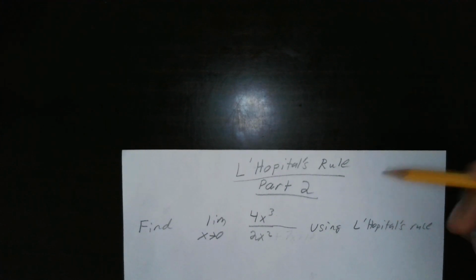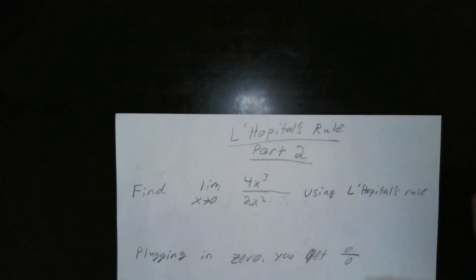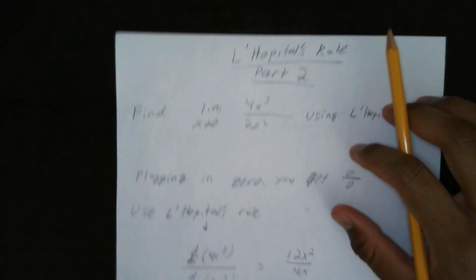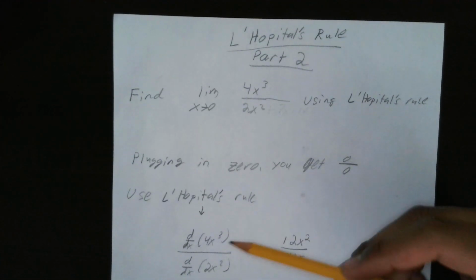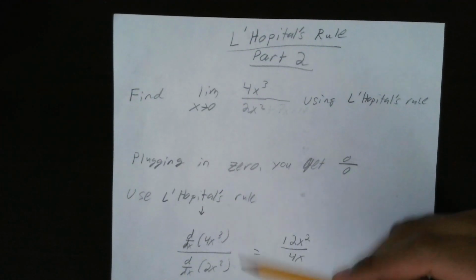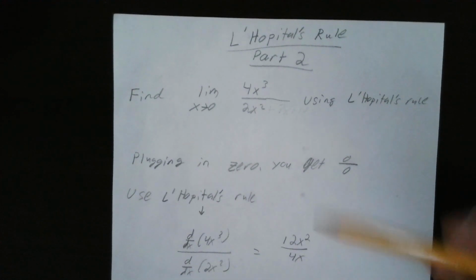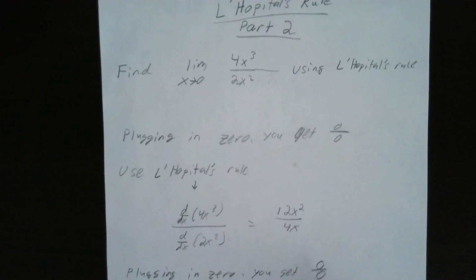Alright, so if you plug in 0, you're going to get 0 over 0. And so this is one of the forms that we can use L'Hopital's rule for. So if you use L'Hopital's rule, you'll get 12x squared over 4x. We took the derivative of the numerator and the denominator and then divided the derivatives, and we got 12x squared over 4x. And if you plug in 0 for this, you're still getting 0 over 0. So what do you do? You use L'Hopital's rule again.